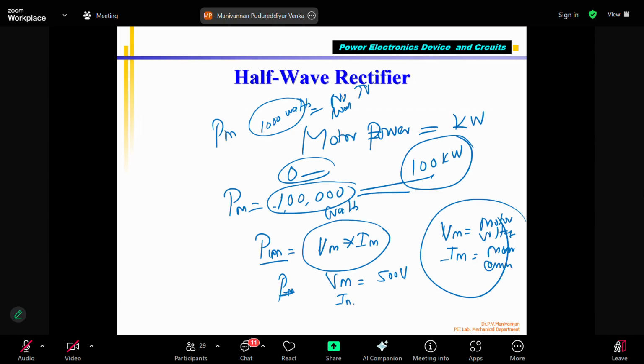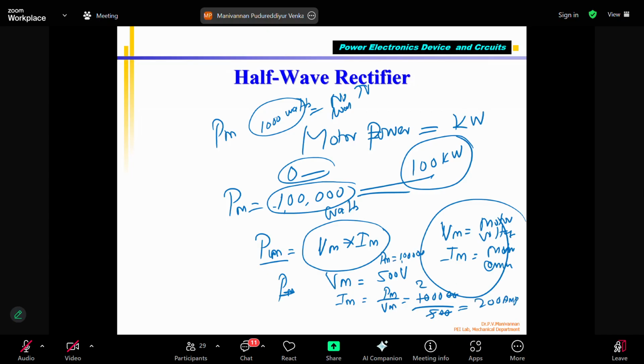And what will be the IM? PM is already known. PM is 1 lakh watts. So IM equals PM divided by VM. 1 lakh divided by 500. These two zeros are gone. This is 2. You see that the current is 200 amps.